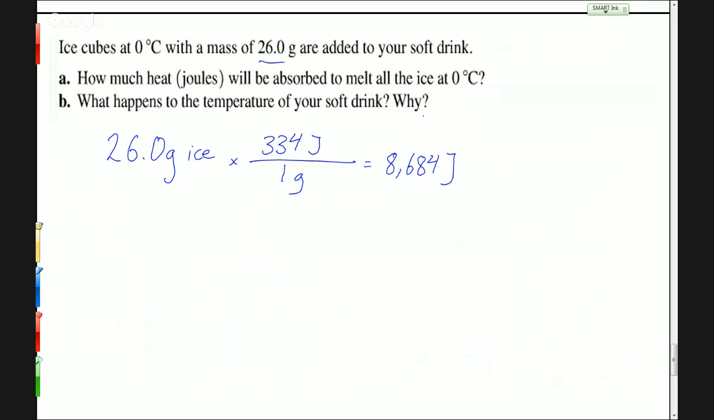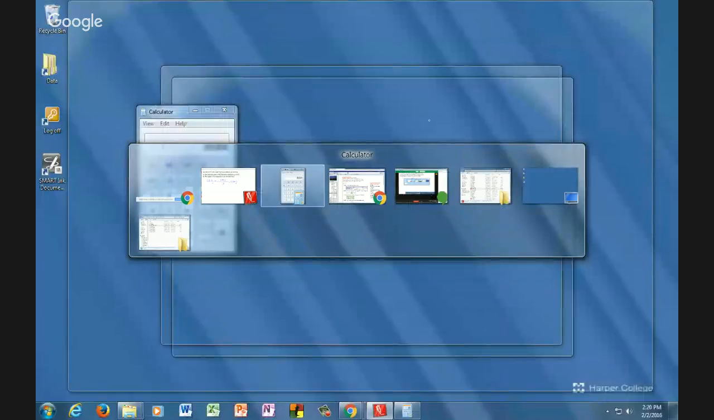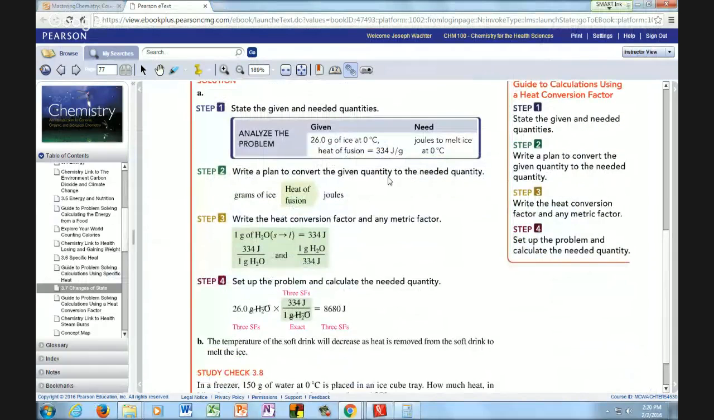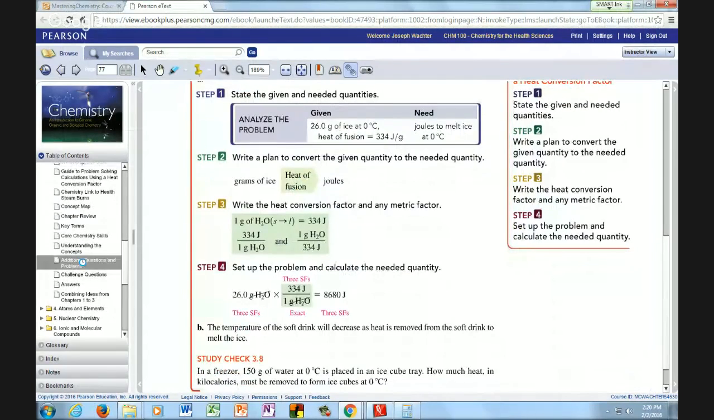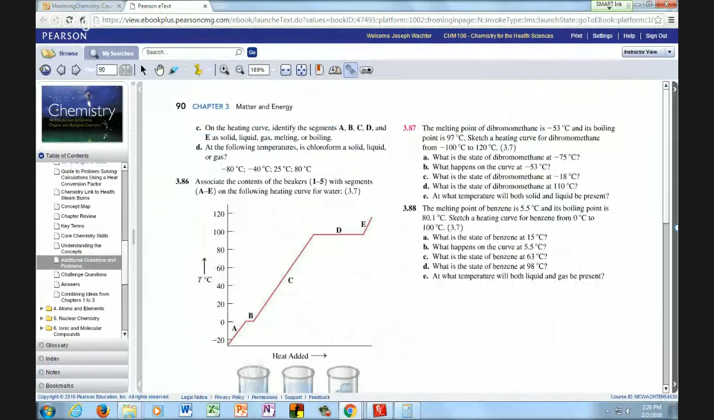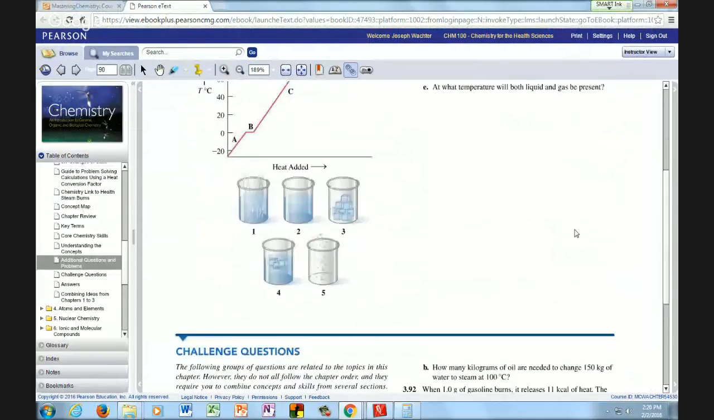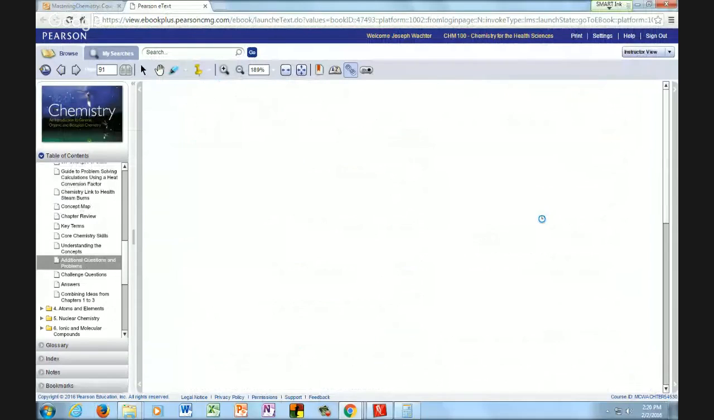All right, other questions about problems from this chapter, these kinds of things? All right. I wanted to look at another problem that we didn't have a chance to at the end yesterday. Looking at heating curves.